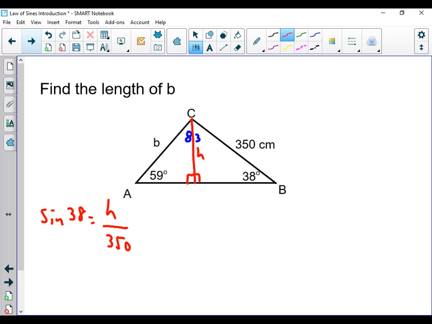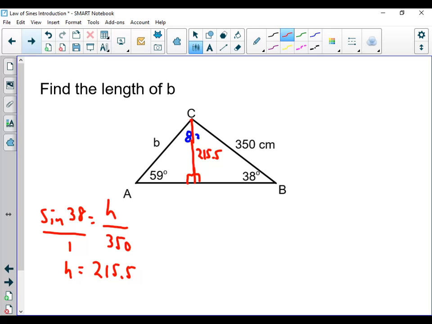So let's see what h is. This one is one of those where when I cross multiply, I'll get my answer. So 350 times the sine of 38 gives me 215 and a half. So now I know this side. How can I use that to help me figure out what B has for a length? If I focus on that triangle on the left.